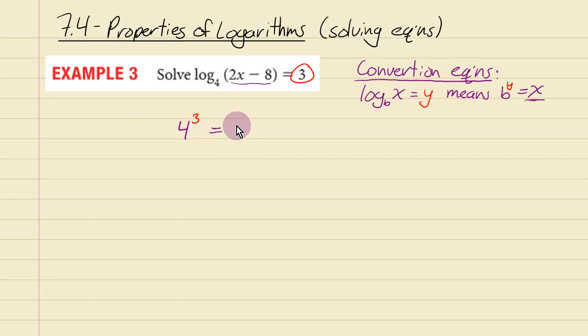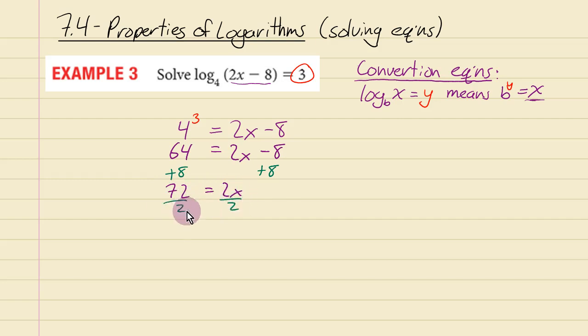And so 4 to the 3 should equal 2 times x minus 8. And so this gives you a pretty simple equation to just solve. So 4 to the power 3 is 64. And we're just going to do the normal stuff, add 8 to both sides. So you get 72 equals 2x. And then if you divide both sides by 2, you'll get 36 equals x.